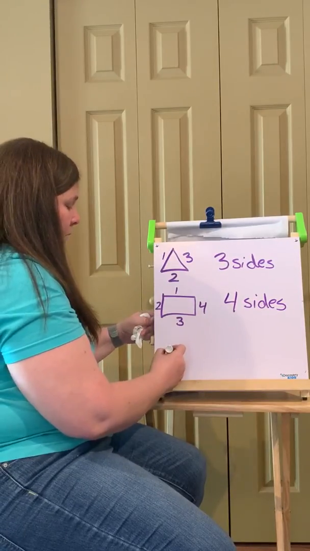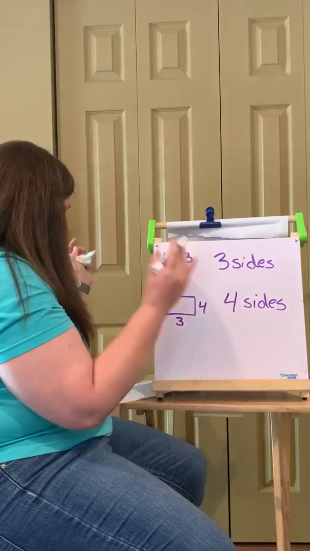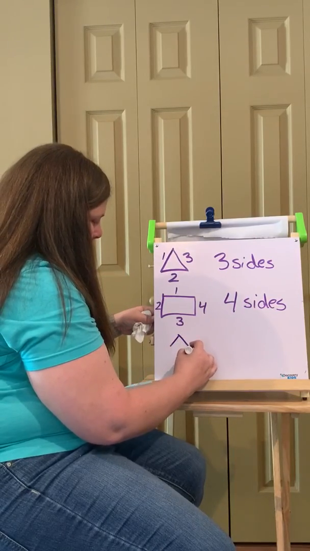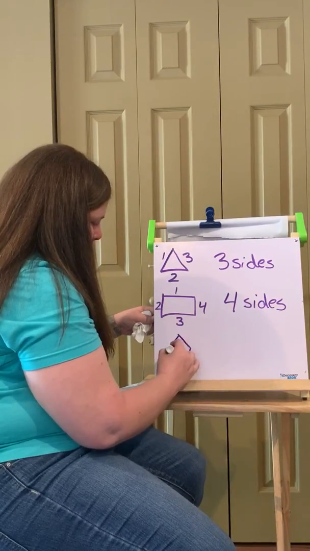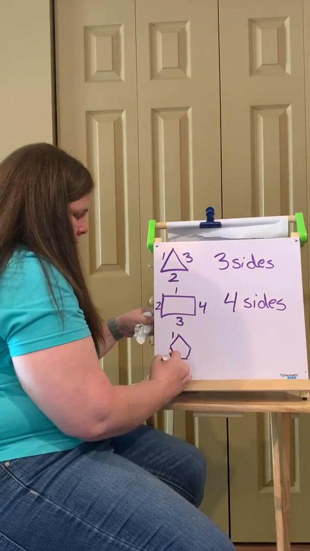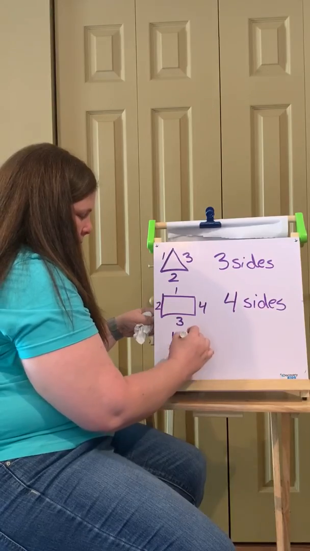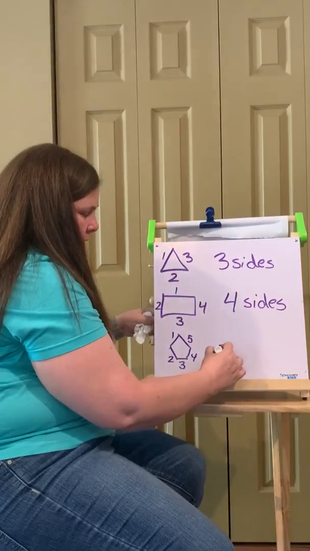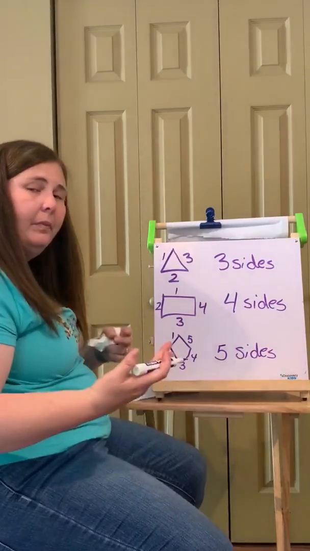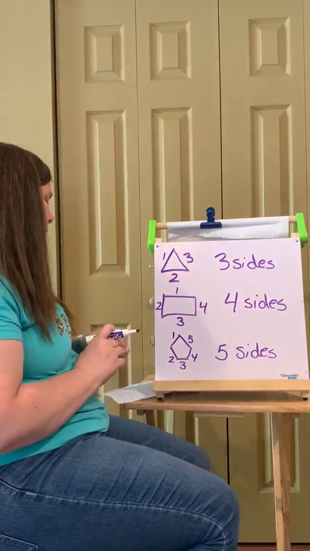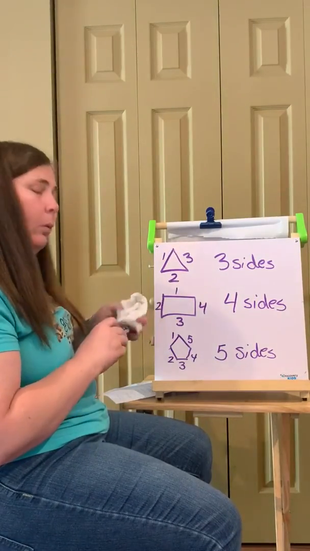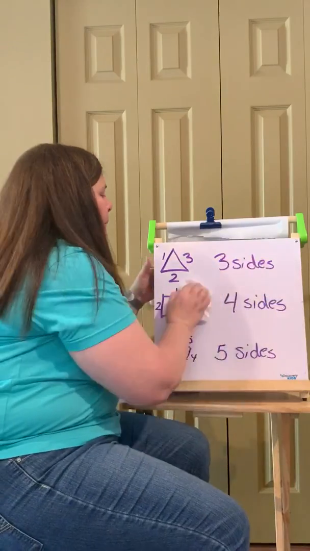If I am looking, let's just say I give you a completely different shape. Let's do one, 2, 3, 4, 5. That one has 5 sides. So now that is 4 different attributes that we're looking at when we look at our shapes. We're going to review them real quick.